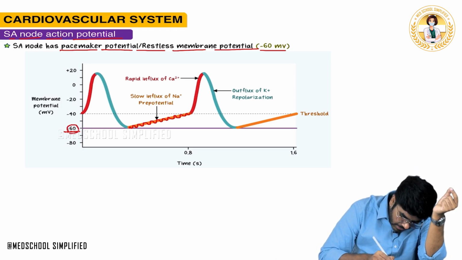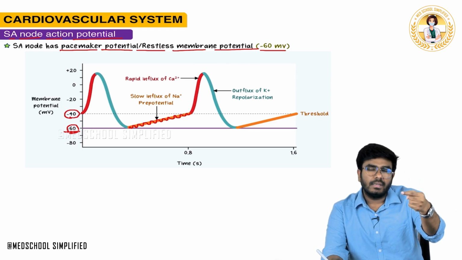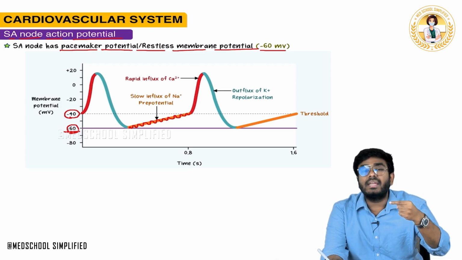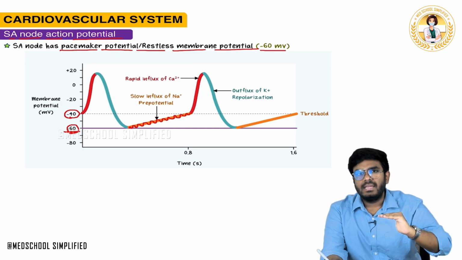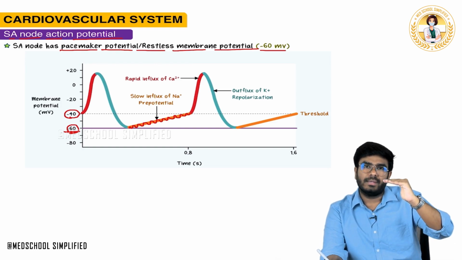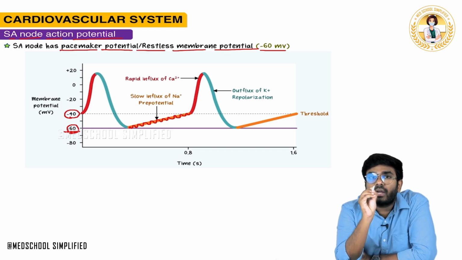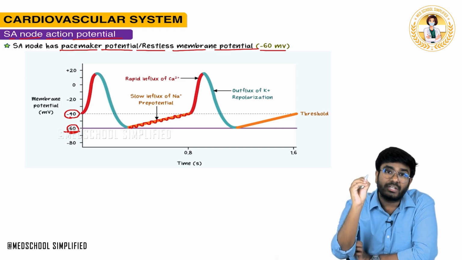Minus 60 is gradually becoming minus 40. It is becoming minus 40, meaning the cell is getting a little bit of positivity, right? So the cell is moving from minus 60 to minus 40, or I can say the membrane potential is moving towards the positive side, towards threshold. Now you can ask me, sir, why is this happening? Why is the membrane potential not resting constantly at minus 60? Why is it moving towards threshold?